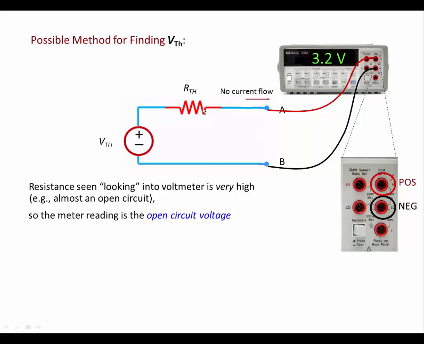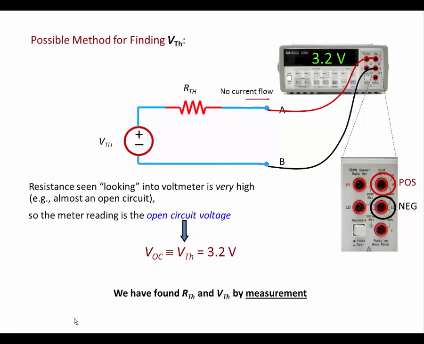There's no current flow through R Thevenin, hence there's no voltage drop across it. The only voltage measured between nodes A and B is V Thevenin. So in this case, V Thevenin of the network, if we measured 3.2 volts, would be just that value. Open circuit voltage and Thevenin voltage are one and the same. In this example, we have found R Thevenin and V Thevenin by measurement.